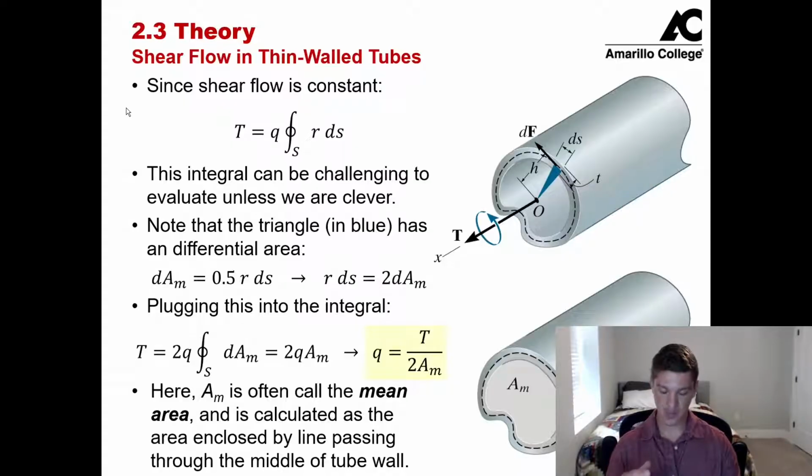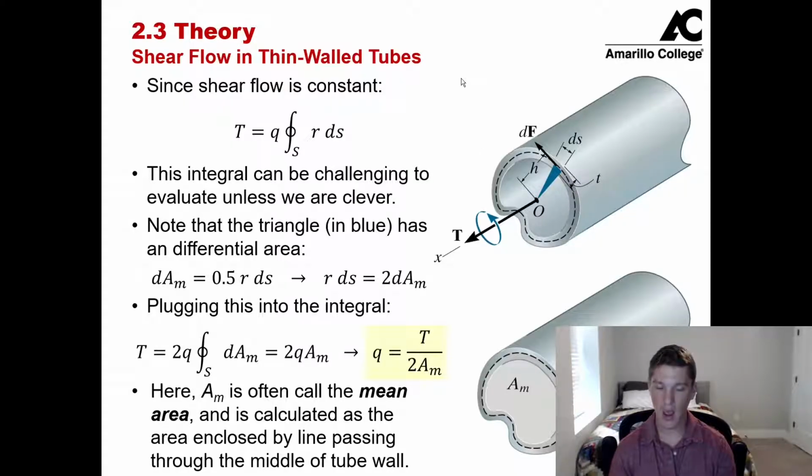Now this integral, although it appears simple mathematically, is actually a very challenging integral to evaluate. So we have to be clever with how we evaluate it. The way we're going to recognize how to evaluate this integral is to look at what we call the mean area of the tube. Once again, we have this dotted line shown here. This is the circumference of the tube that we're looking at, and it is important to notice that it is passing through the center of the wall thickness.